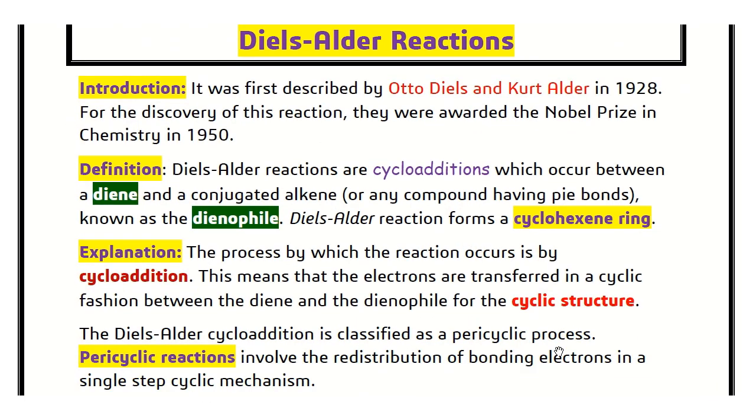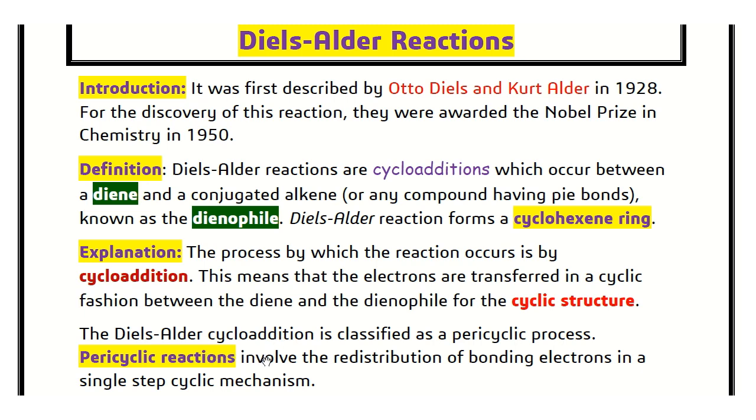Let's discuss the explanation and the other parameters of what is happening in the Diels-Alder reaction. Basically, the transformation or movement of electrons or bonds is occurring in a cyclic fashion in this reaction. That's why it is known as the cycloaddition reaction. And the product that is formed is cyclohexene, which is also a cyclic structure.